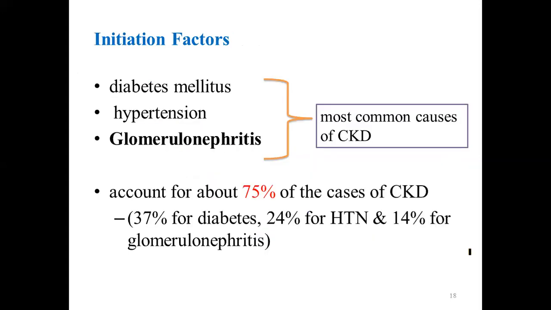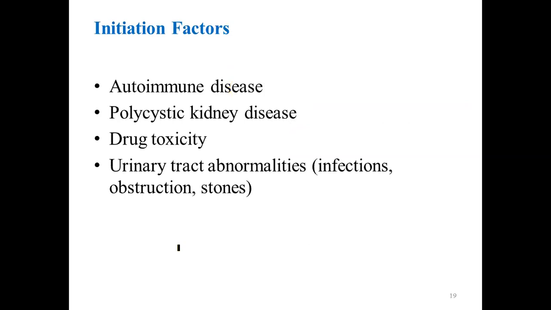Then initiation factors. As I mentioned before, they are most likely related to causing CKD. Currently the most well-known causes of CKD are DM, hypertension, and glomerulonephritis. Especially in our cases, DM and hypertension are the leading causes of CKD, globally as well as locally. In terms of prevalence, all three conditions account for around 75% of the cases of CKD. But DM accounts for the highest, followed by hypertension, then glomerulonephritis. So we can say diabetes mellitus is the most well-known risk factor for the development of chronic kidney disease. That is why adequate sugar control is very important.